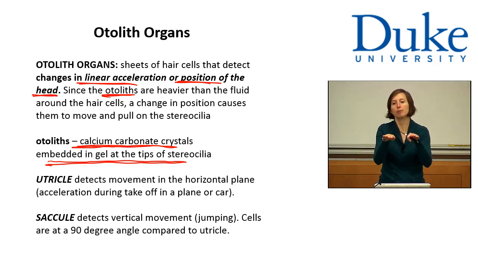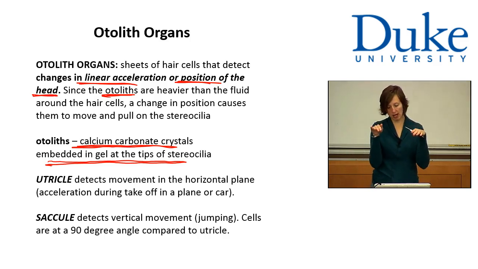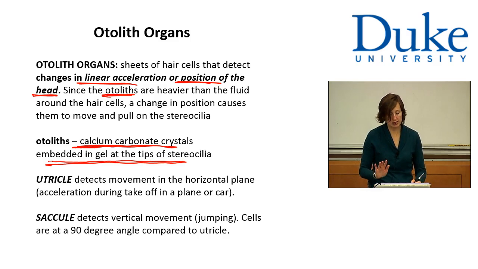So the utricle, based on its orientation in the body, is going to detect movement in the horizontal plane, while the saccule, because it's at 90 degrees, is going to detect vertical movement, so movement when we're going up and down.